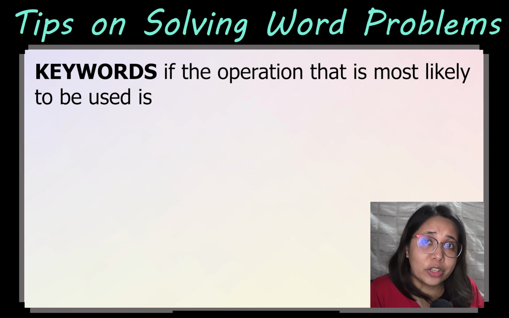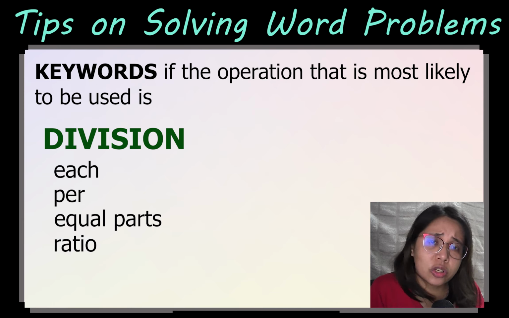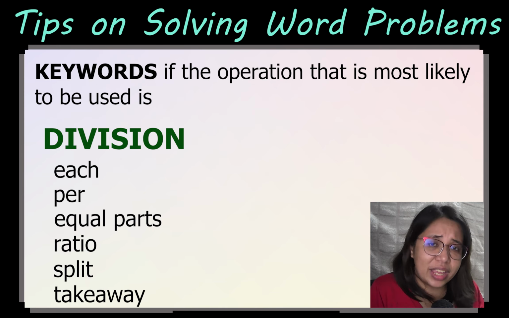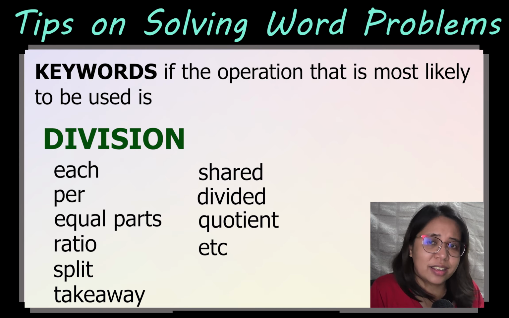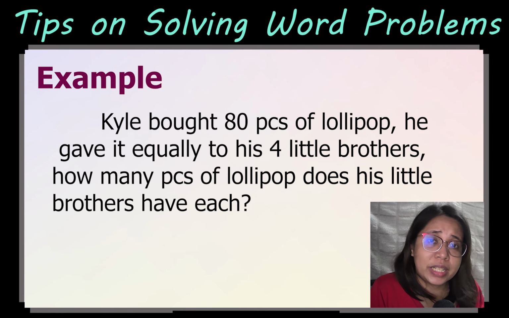Okay, so narito naman yung ilang keywords na makikita natin kapag ang operation na gagamitin ay most likely division. Okay, so ano nga ba yung mga words na yun? We have each, per, equal parts, ratio, split, takeaway, shared, dividend, quotient, and etc. So for example, Kyle bought 80 pieces of lollipop and he gave it equally to his 4 little brothers. How many pieces of lollipop does his little brothers have each?